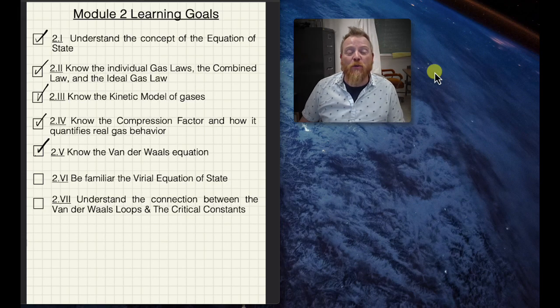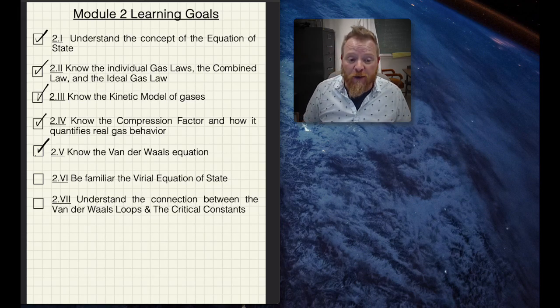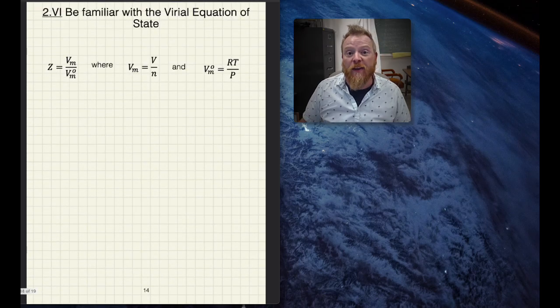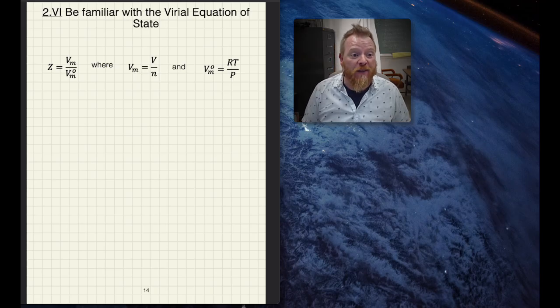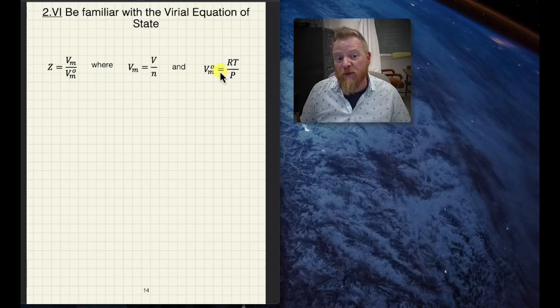Okay, folks, so as promised, we're going to look at another equation of state known as the virial equation of state. And I really like this one because it allows us to actually explore the attractive regimes as well as the repulsive regimes. So starting with all relationships that we know here, we've got the compression factor, we've got the definition of molar volume, and we've got our ideal gas equation.